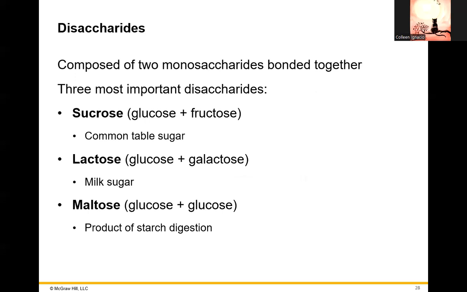Now, disaccharides are 2 monosaccharides that are bonded together. So there's 3 most important disaccharides, which are sucrose, lactose, and maltose. So sucrose is common table sugar, and hey, look at it. It is composed of glucose and fructose. Now, lactose is glucose and galactose. You may be familiar with lactose if you are lactose intolerant. This is the sugar that actually is present in milk. Now, maltose is glucose and glucose, and this is a product of starch digestion.